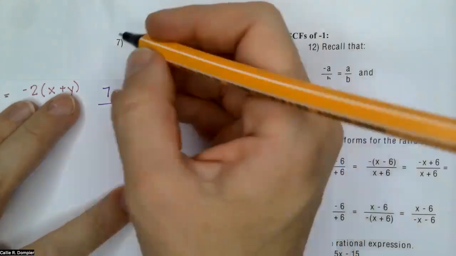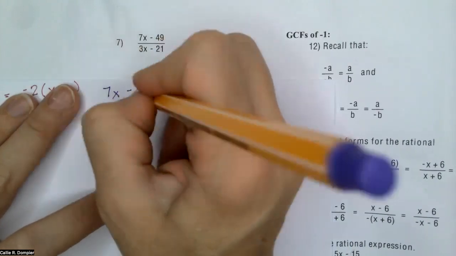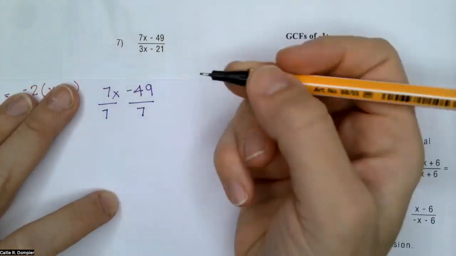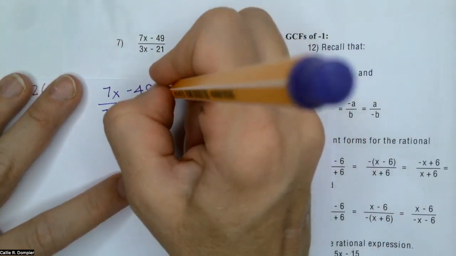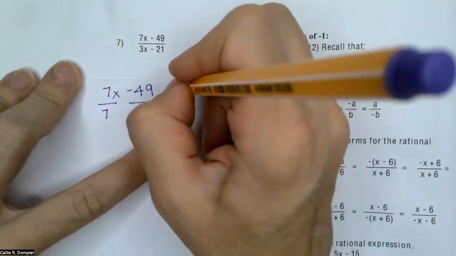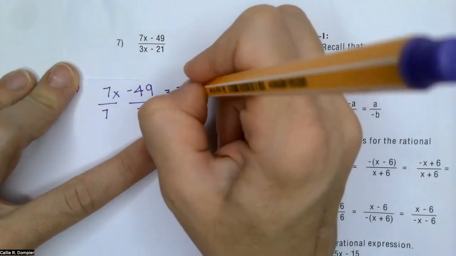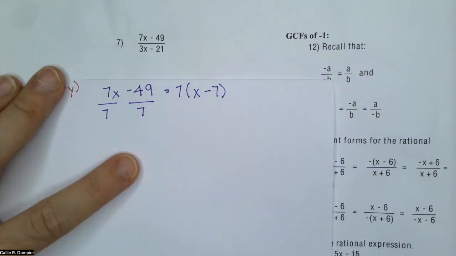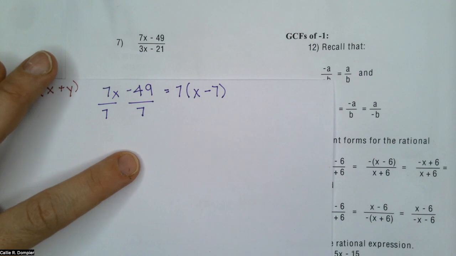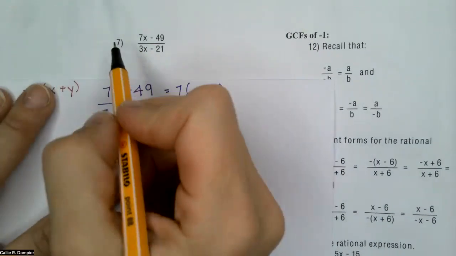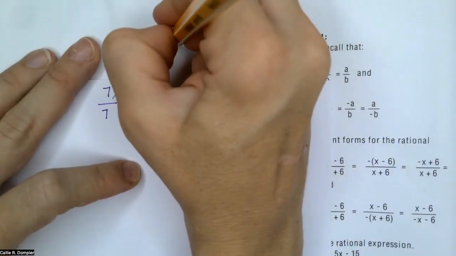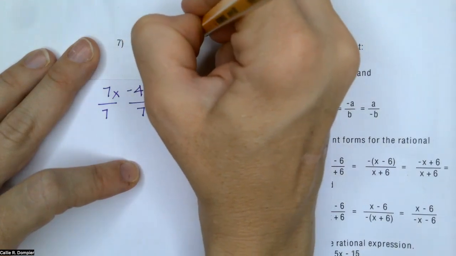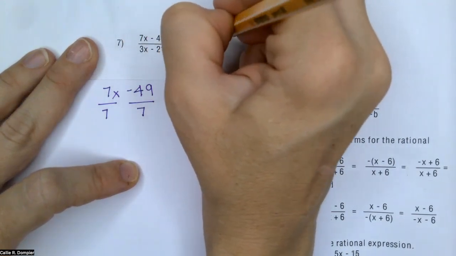7 and -49, you can divide them both by 7 because 7 times 7 is 49. There's no variable common to both of them. So 7x minus 49 simplifies to 7 times x minus 49 divided by 7, which is 7. Good? Now, that becomes 7 times x minus 7, right?